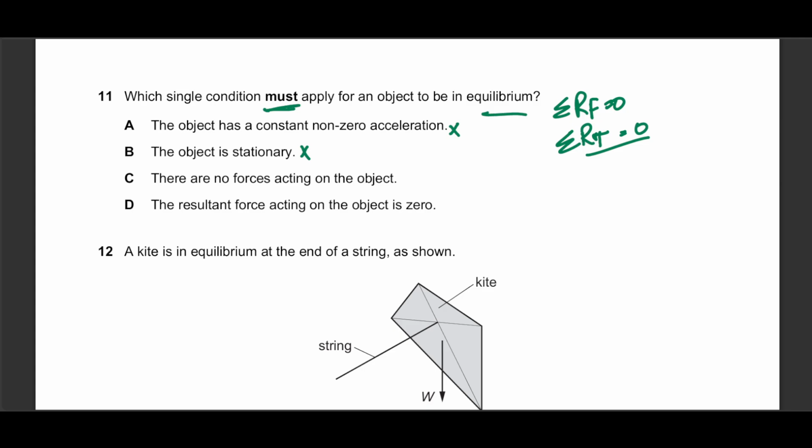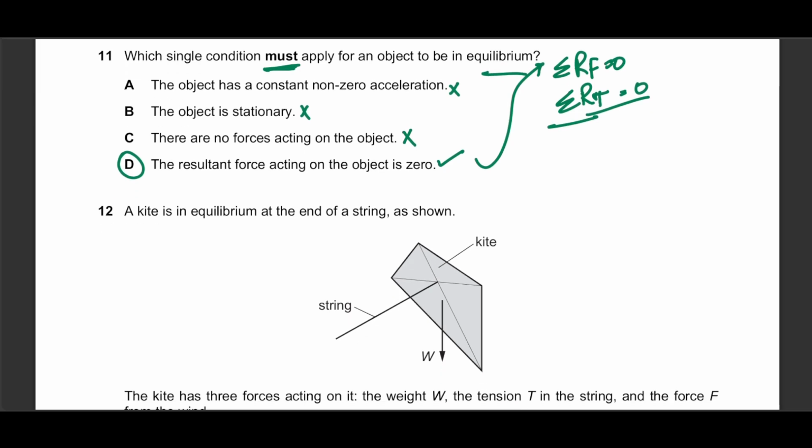When it's about must, it means we need to consider all the forces. The object experiencing is not a condition, it is one of the cases, but not a condition. The resultant force acting on the object is 0. Yes, this is one of the conditions, but not entirely. There is one more condition, that is about torque. So option D fits the description in the best regard.